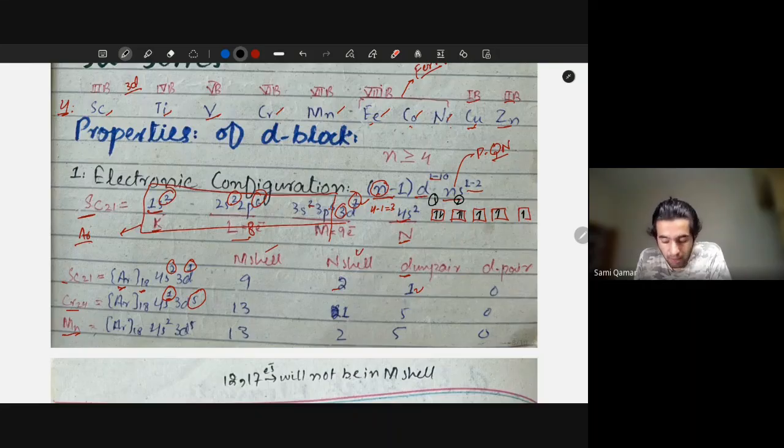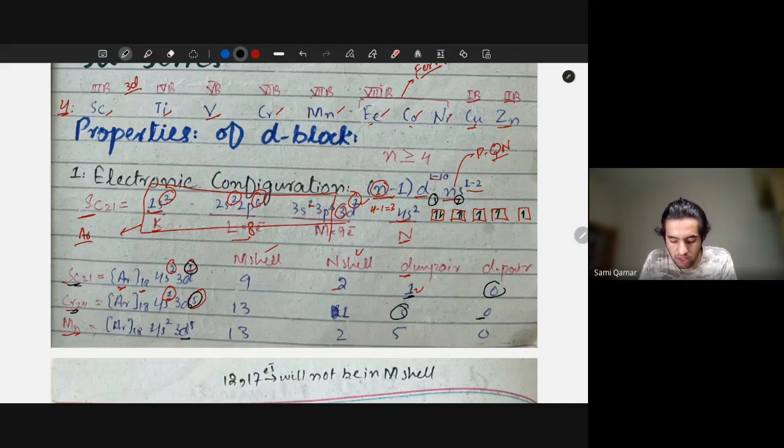So let's talk about how many are unpaired in scandium. In the D subshell, we are just having 1 electron, so 1 is unpaired. Nothing is paired. Then in chromium, we are having 5 electrons. Firstly, 5 will be unpaired. After 5, the 6th one will get paired. This is Hund's rule, and you have to follow that for electronic configuration. So we will be having 5 unpaired, 0 paired.